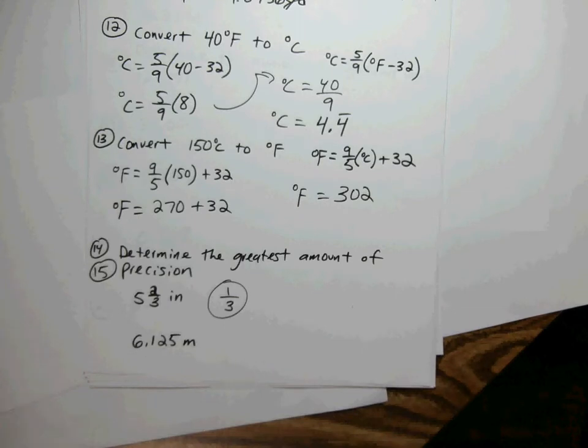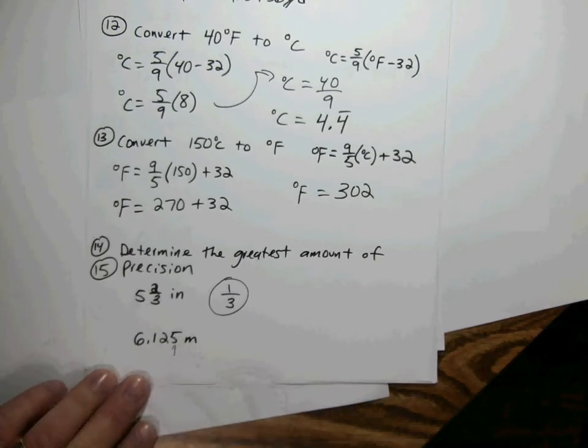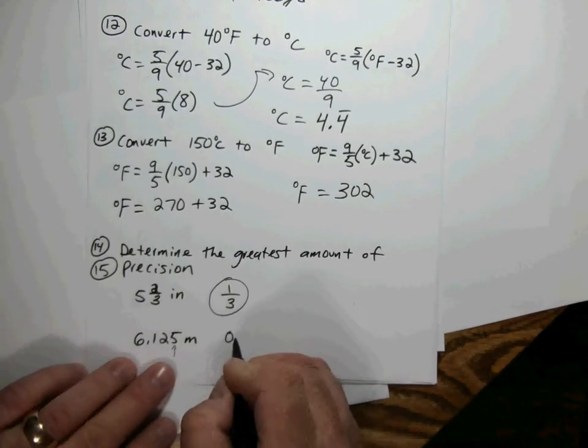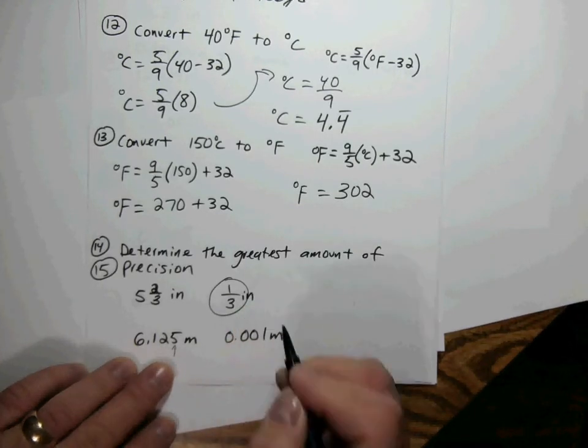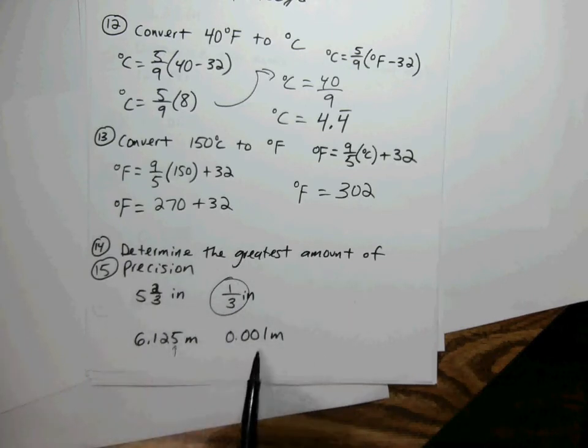How about this one? If it's in a decimal, my smallest increment is way over here to the right. So what is that? That's a tenth, a hundredth, a thousandth. Okay, I should indicate units here. So 1/3 of an inch is my greatest level of precision there, and 1/1000th of a meter is my greatest level of precision there.